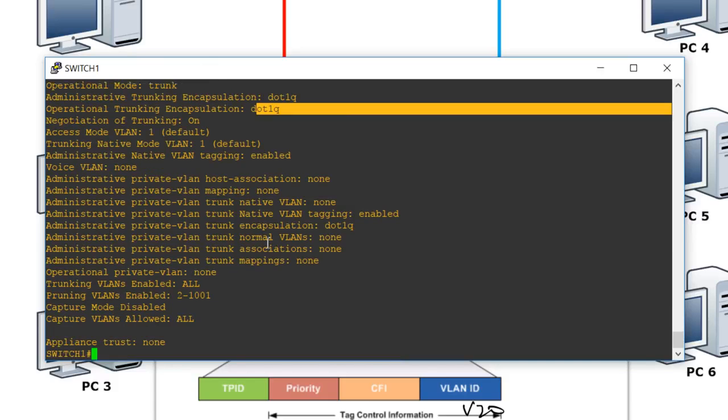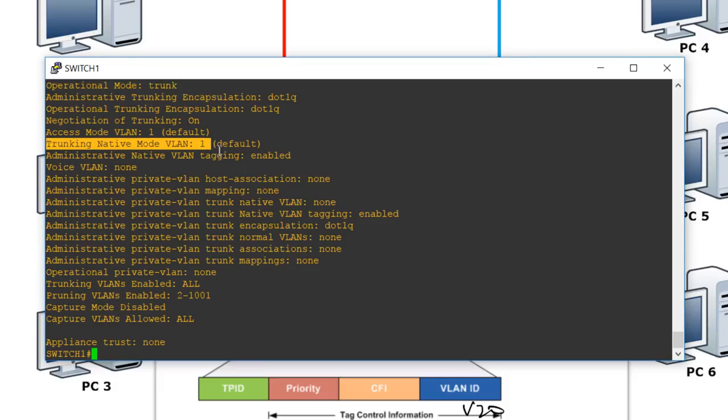Then we need to look at a few things. We need to look at the native VLAN. So the native VLAN is here. It says trunking native VLAN is VLAN 1. That is the default, right? So native VLAN tagging is enabled, right?